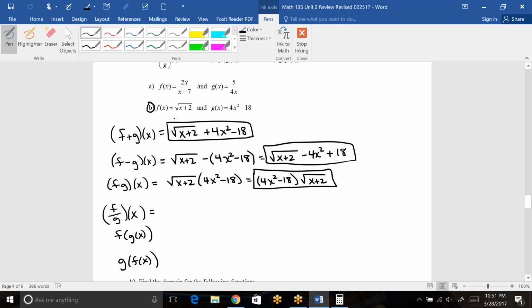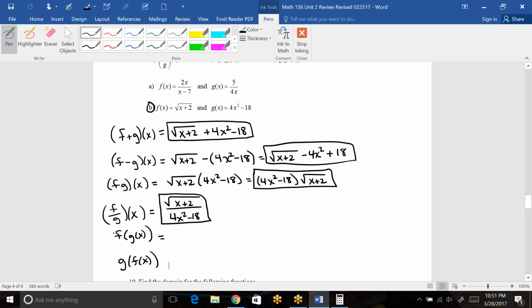For division, we just stack the first one over the second one since they said do F over G. So that would be that. There's nothing you can do to clean that up. You could pull out a 2 on the bottom, but it's not going to make anything cancel with anything on the top. Now here's where we get to the composition.